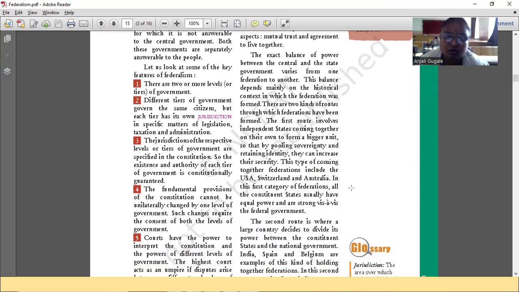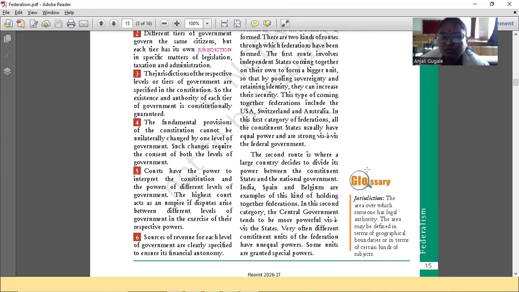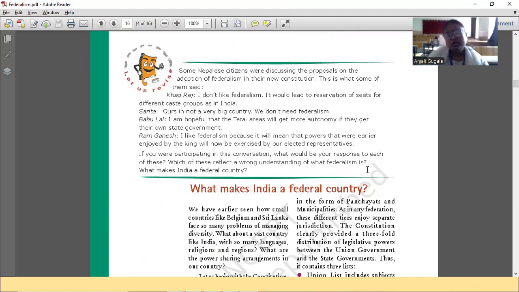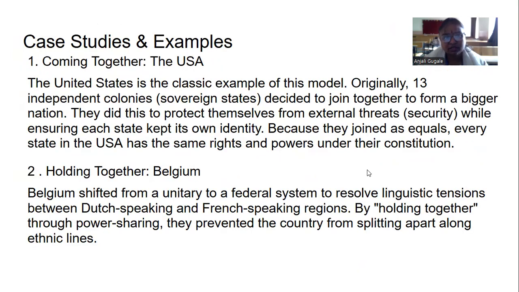Examples given in your textbook are USA, Switzerland, and Australia, whereas India, Spain, and Belgium are holding together federations. Why? Because in these countries, the central government is usually more powerful, and all the constituent units which are there in the country have unequal power sharing. Some states are enjoying special powers, whereas others are not. To understand this better, we had discussed the activity given in the lesson. And today also in my PowerPoint slide, I will show you a few more case studies and examples which I did not cover in the previous class.